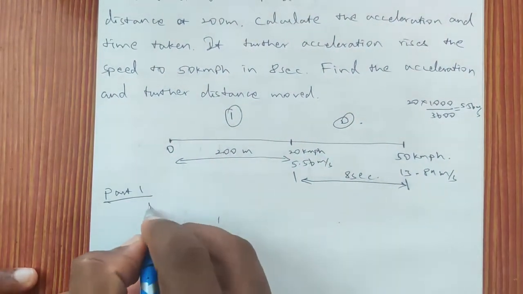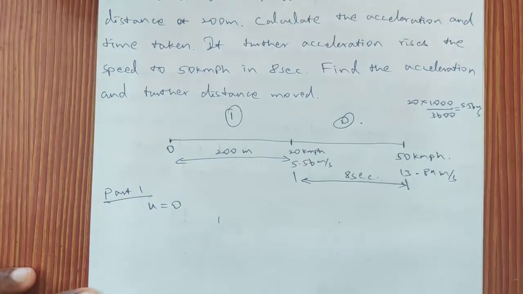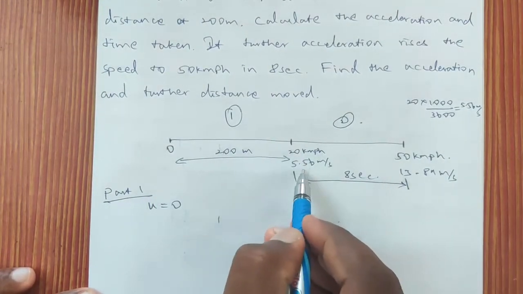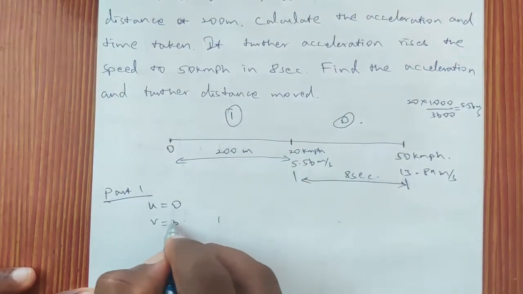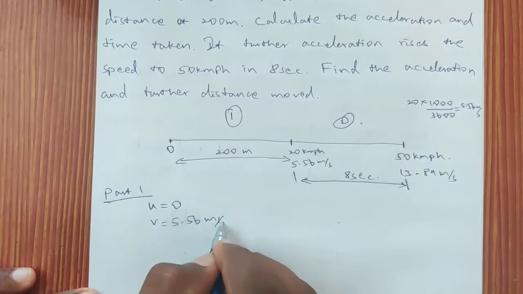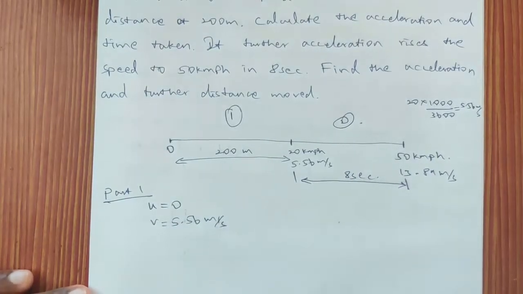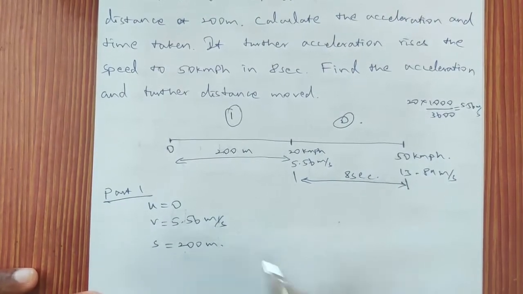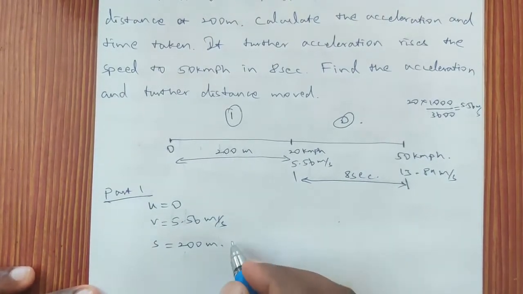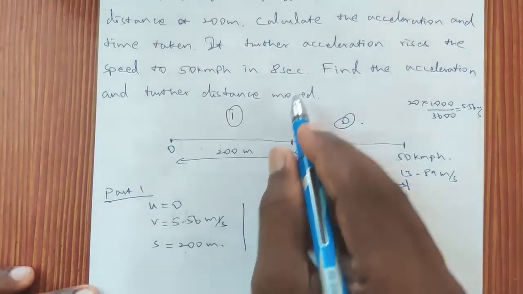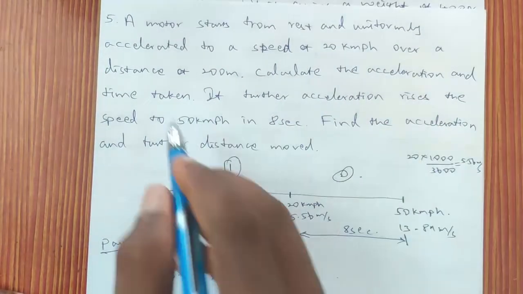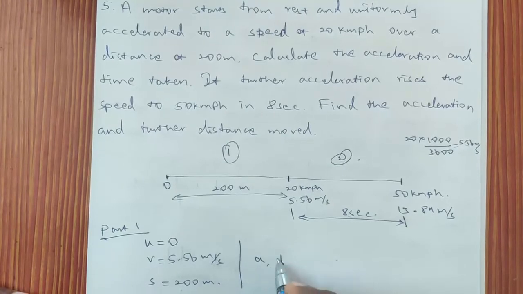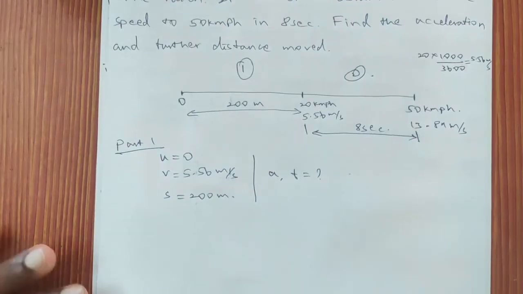For part 1, the initial velocity u is equal to 0. The final velocity is 5.56 meters per second and the distance s is equal to 200 meters. So we have to find the value of the acceleration and the time taken. a and t we have to find out.